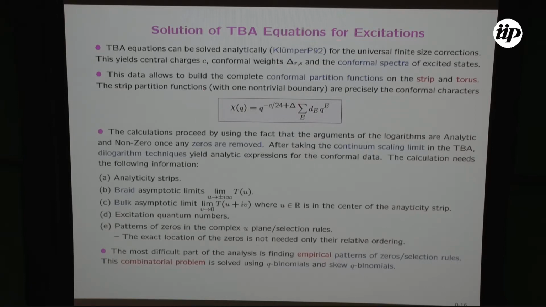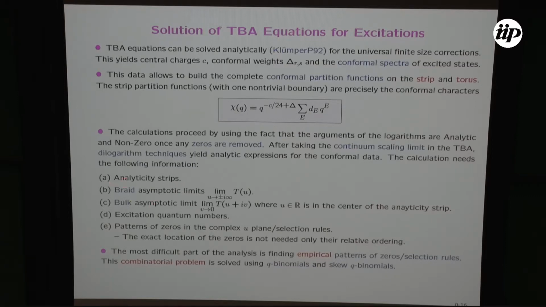We want to move on and look at the spectrum of excitations. We want to obtain the characters, which are of this form. The Ds are degeneracies, q is the modular parameter, E is the conformal energy, and so on. These are the generating functions for the eigenenergies E of the quantum chain. So the calculations proceed, as I say, by completely standard methods.